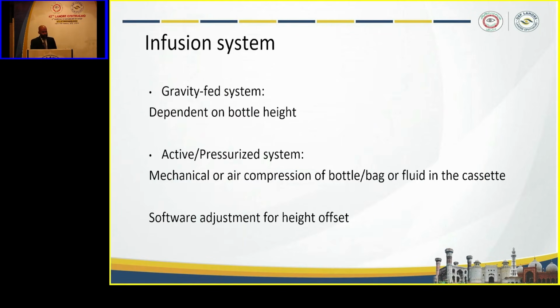Starting off with the infusion system, it can be either gravity-fed or an active pressurized system. A gravity-fed system is dependent on the bottle height, and an active pressurized system is either a mechanically or air-compressed bottle, or a bag, or the fluid inside the cassette.